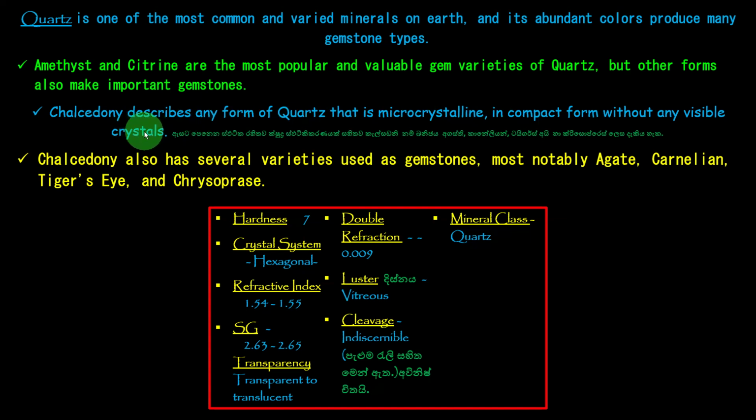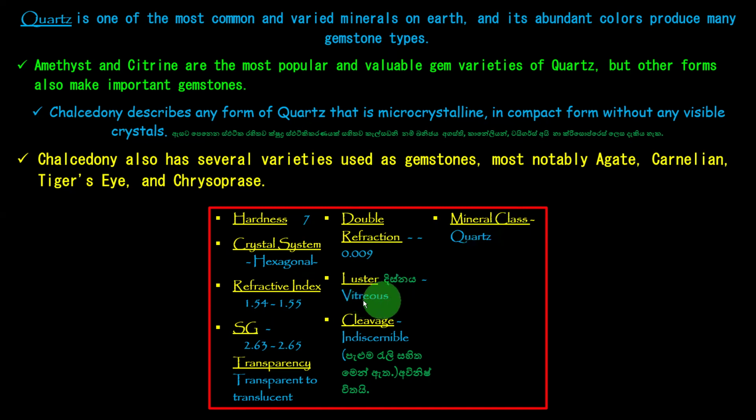But it is a form of quartz. Chalcedony also has several varieties used as gemstones, most notably agate, carnelian, tiger's eye, and chrysoprase. These are the main varieties. And here I explain: the hardness is 7. The crystal system is hexagonal, like sapphire. The refractive index is this. The specific gravity is this. Transparency is transparent to translucent. Double refraction, yes. Mineral class, quartz.